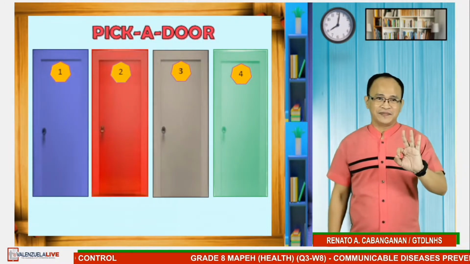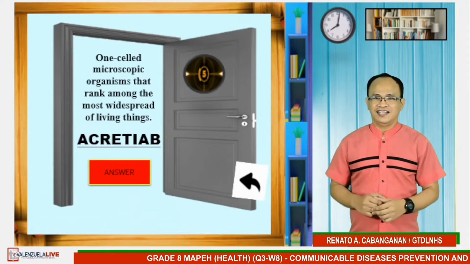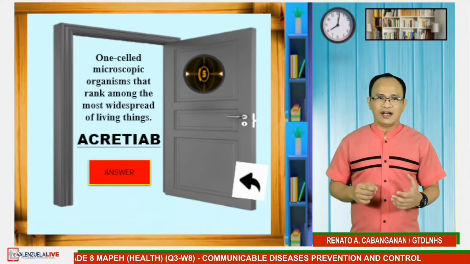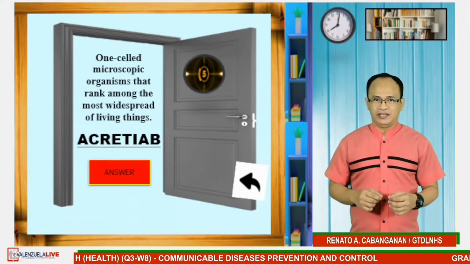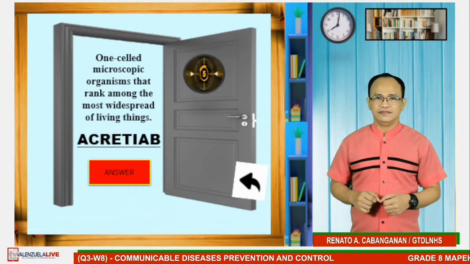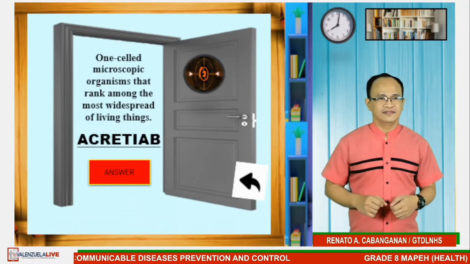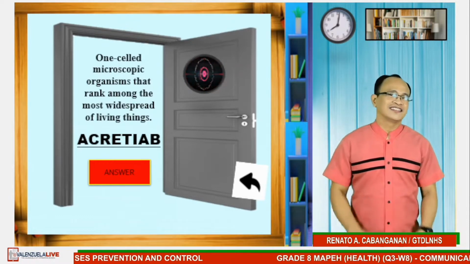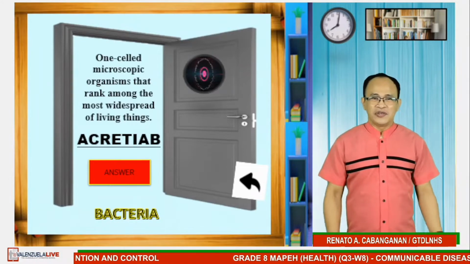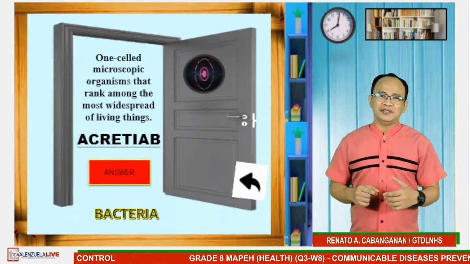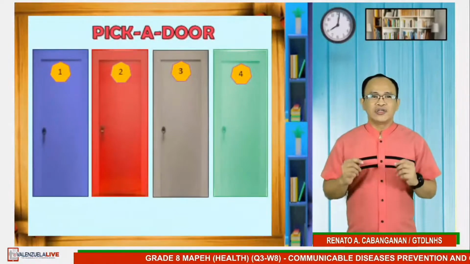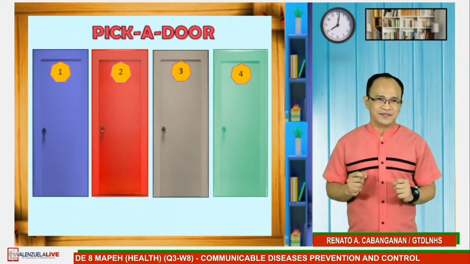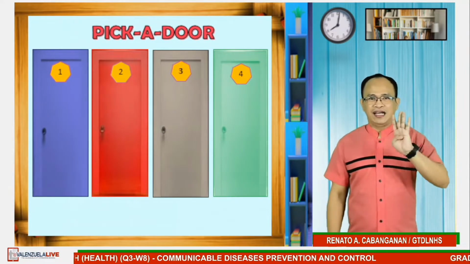Door number 3. One-cell microscopic organisms that rank among the most widespread of living things. 5, 4, 3, 2, 1. Time's up. The answer is bacteria. You're doing great. To those who got the wrong answer, don't worry. You still have a chance. I hope everybody's participating. Let's open the last door.